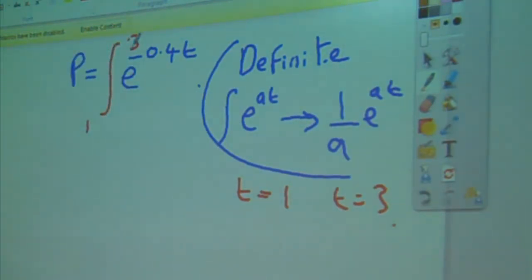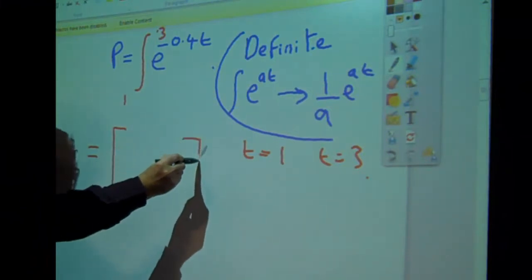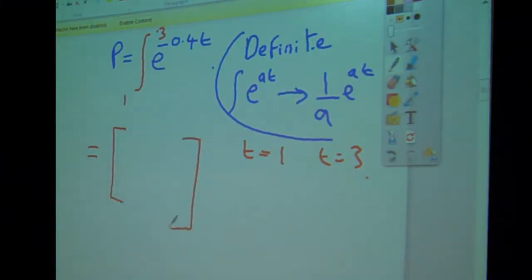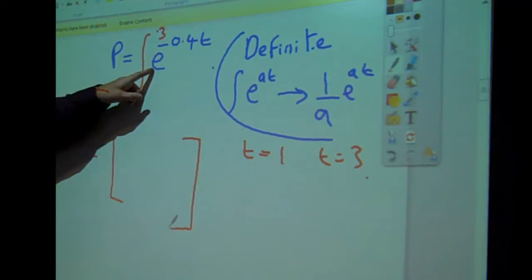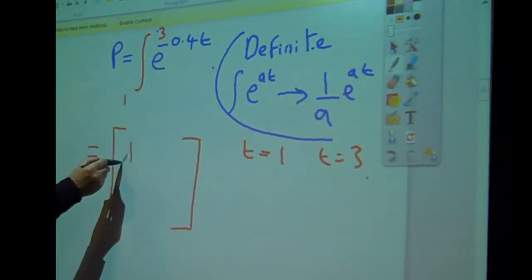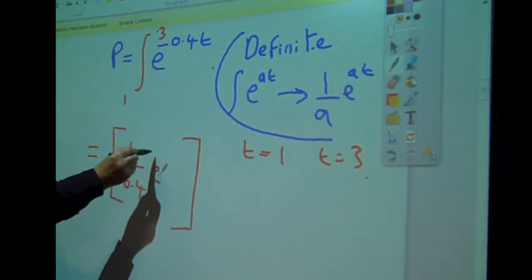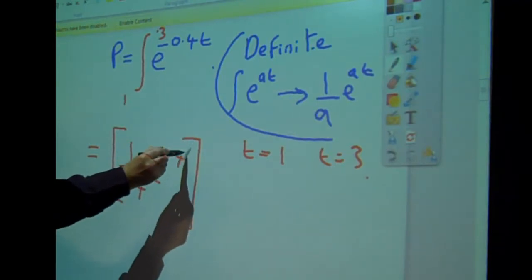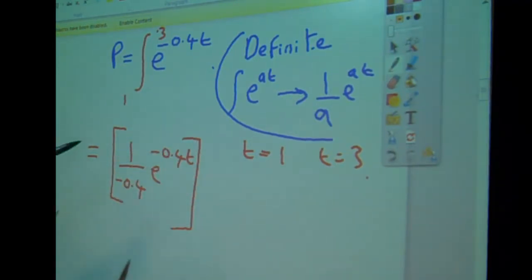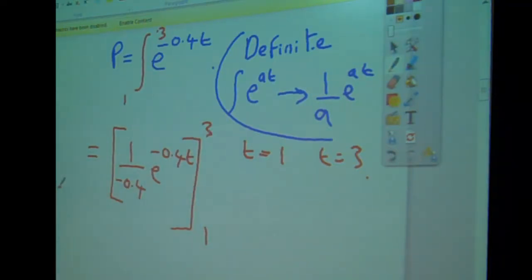Okay, so what we need to do is integrate it first. When you integrate something, always put it in square brackets, because that tells you that you've integrated it. So we've got to integrate this. We're just following this little pattern here. We've now got 1 over minus 0.4 e to the minus 0.4 t. And the lower limit is 1 and the upper limit is 3. In an exam you get a couple of points for certainly doing that.